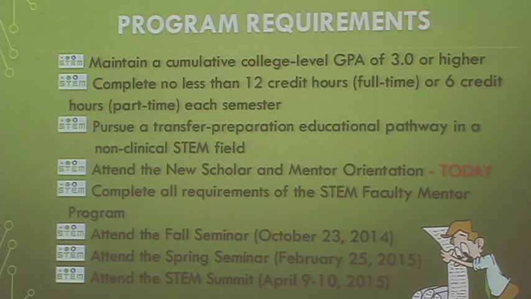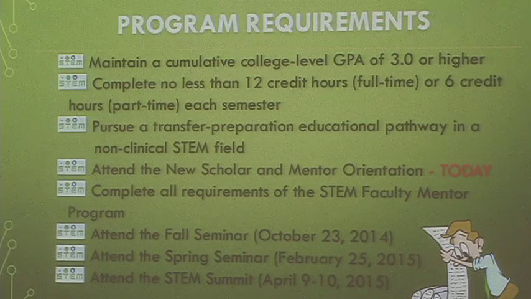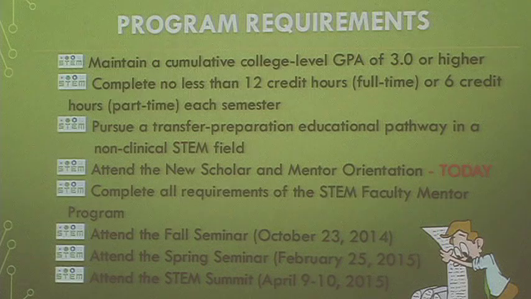If you are a full-time student, one of the students that got the letter that said you've been accepted as a full-time scholar, then you do have to be completing 12 credit hours or more. If you're a student who got the letter that said you were accepted as a part-time student, which is only 7 of our STEM scholars, then you have to complete 6 credit hours or more during each term.